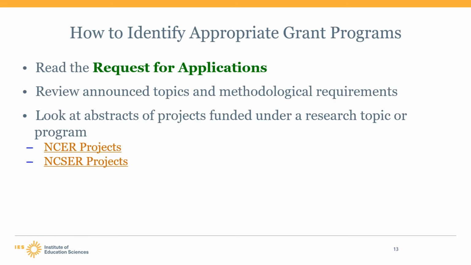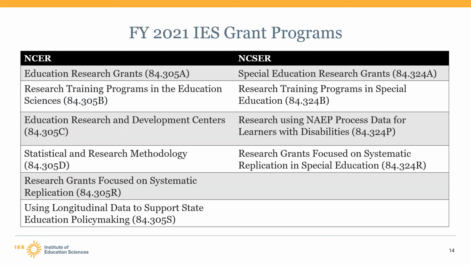As you are reading through the RFAs, make sure you review the current list of research topics and any methodological requirements. If you still need help narrowing down your list of possible topics and/or RFAs, it can often help to review the abstracts of previously funded projects. IES is holding 10 separate research and research training competitions in fiscal year 2021. We are going to describe the general focus of each of these competitions. Again, be sure to read the full request for applications for a more detailed description of each competition.